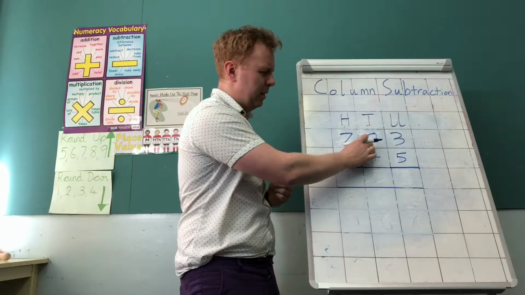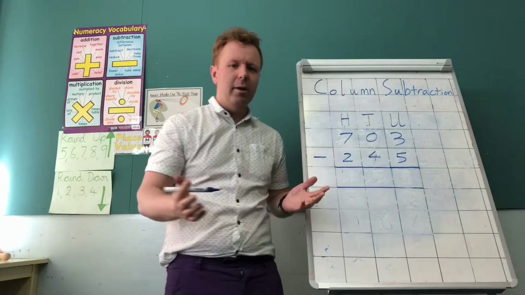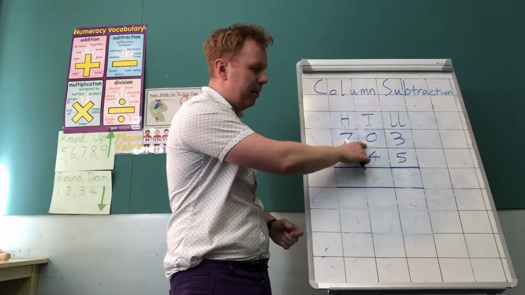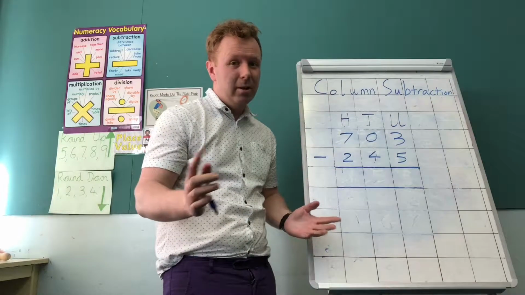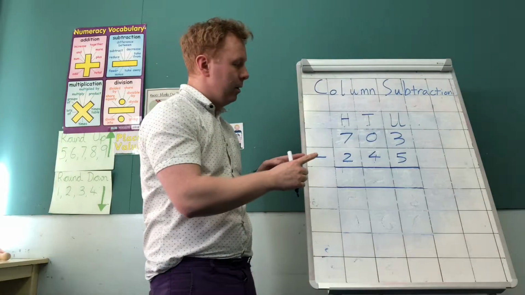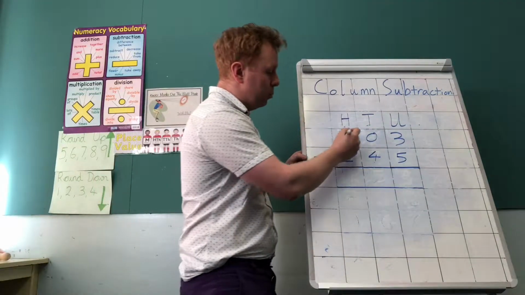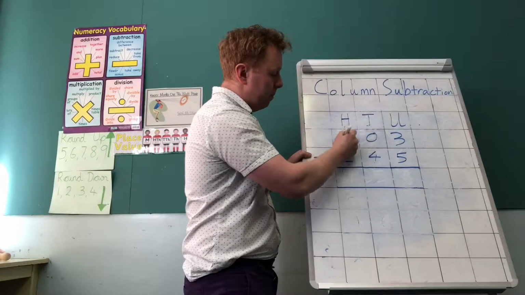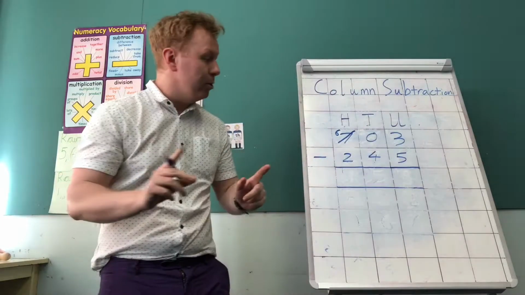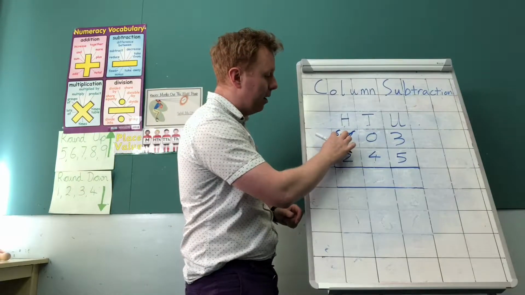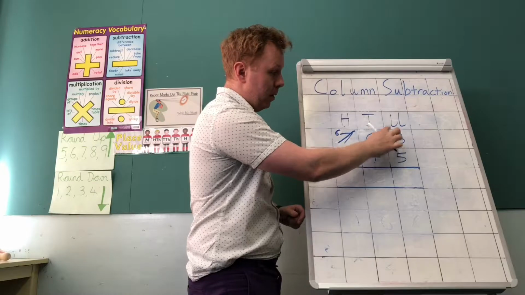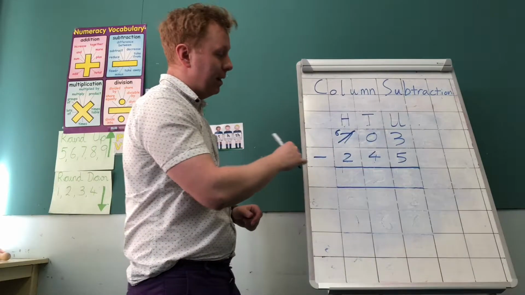Wait a second. There's nothing next door. There's nothing that I can take from there. So the answer to this one is you have to go next door again. Now we come to our hundreds. We're going to take 100, and that becomes 600. Now what we can't do with this is we can't take that 100 straight over to the units. We can only take it next door.